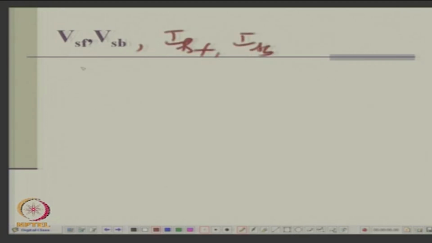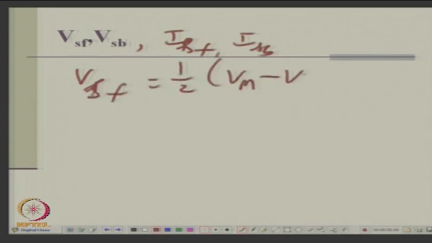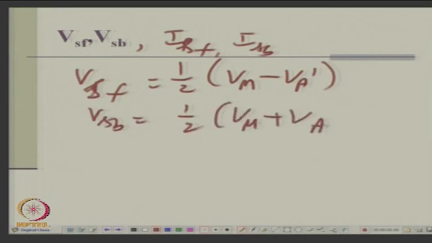So, we have defined VSF is half of Vm minus Va dash, and VSB is half of Vm plus Va dash, sorry. Okay. That is what you will do.